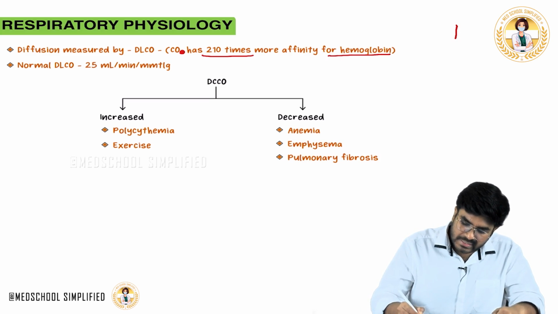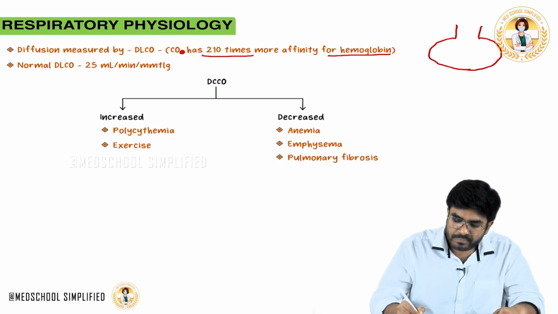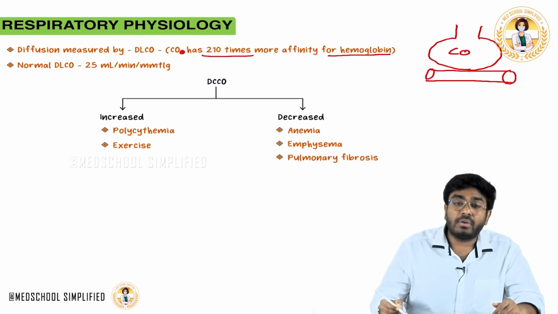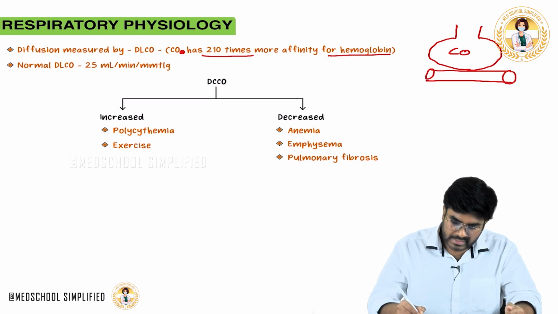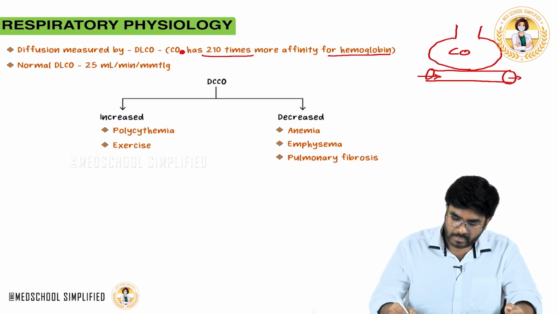Okay, now let's see here. I have taken an alveolus. Which gas am I using? I am using carbon monoxide. Here is a blood vessel in which hemoglobin is present. Hemoglobin has more affinity for carbon monoxide. RBCs are coming via the blood.